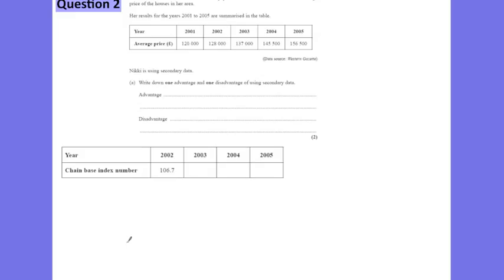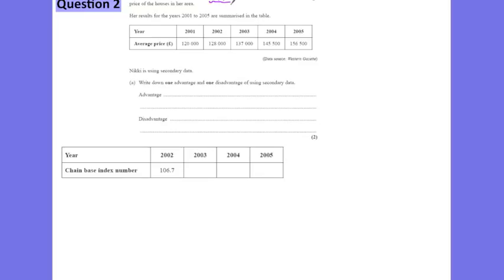Question number 2. Nikki uses old editions of her local newspaper to collect information about the average price of the houses in her area. Her results for the years 2001 to 2005 are summarised in the table. Here we have the years and here we have the prices. Nikki's using secondary data. Why? Because she's collecting the data from somewhere else, in this case, the local newspaper. We're asked here to write down one advantage and one disadvantage of using secondary data.